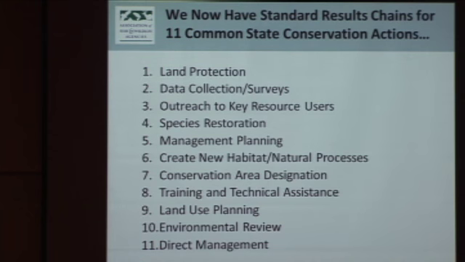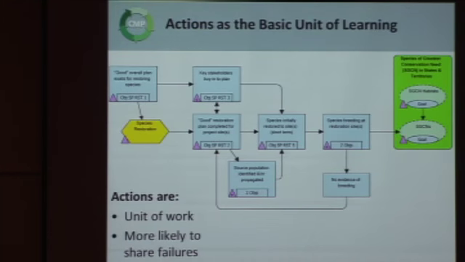So we now have these common state actions. We have these standard results chains. We really like actions as the basic unit of learning, because if we really want to learn how to make stuff better, actions are pretty cool. They're the unit of work. They're what people actually do. They're all the cures that our quote-unquote equivalent of doctors are using to treat different conditions around the world. But if we really want to learn, we also have to have people share failure.